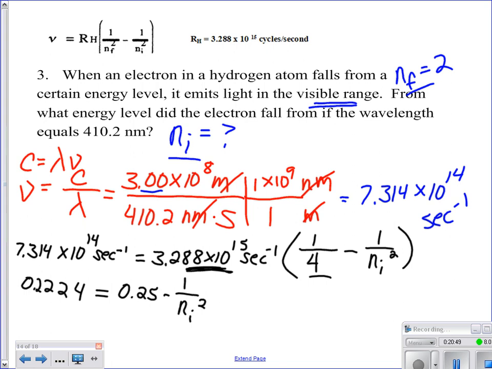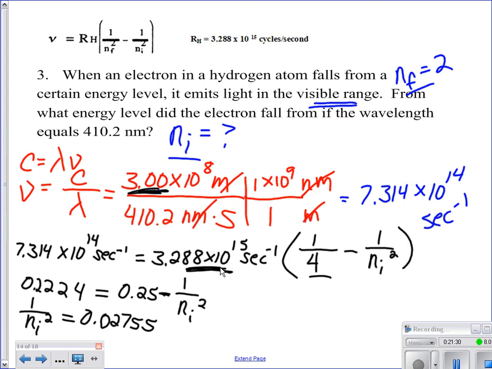Okay, so now we've got it to this point. Since this is negative, I'm going to get this on the other side. That personally makes me happy to do that. So it ends up being positive 1 over ni squared equals the 0.25 minus 0.2224, and you get something, my numbers might be rounded slightly differently because I did this really quickly with my new numbers. Remember, I had used a different value up here. So you get it to this. Everybody should be able to get 1 over ni squared equals 0.02755.